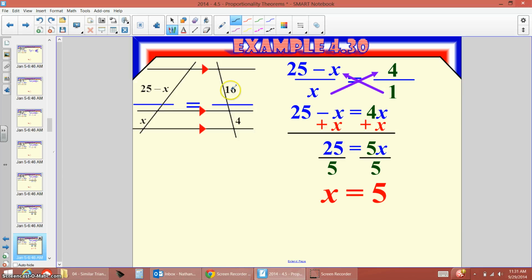But the fact that you can set up this proportion, that's what I'm worried about. Can you set up this proportion properly? I could have done it other ways around. I could have done it as 16 over 25 minus x and x over 4 and gotten all this stuff. But the point was, I wanted to be able to reduce it.